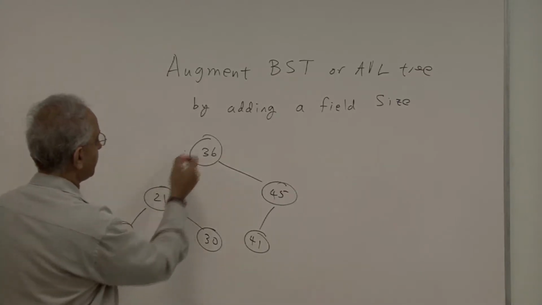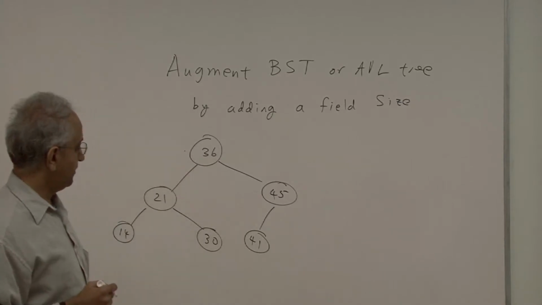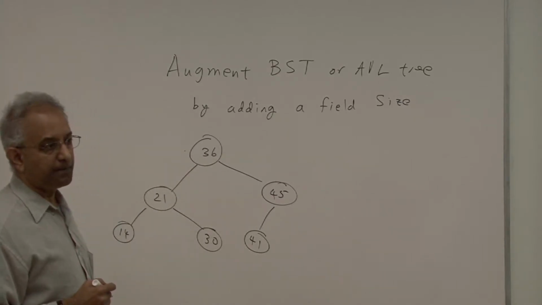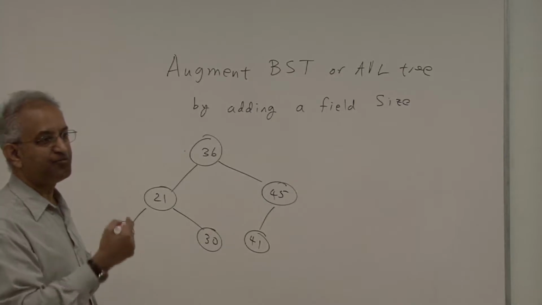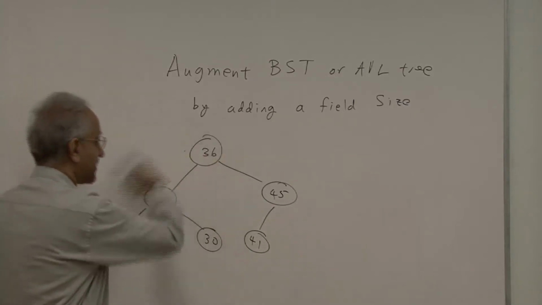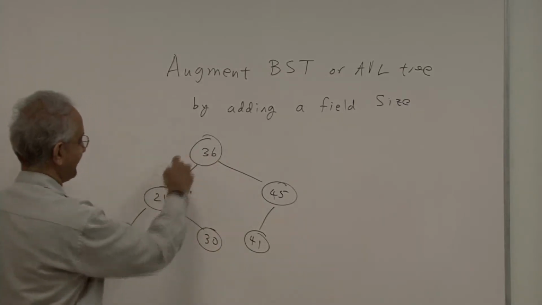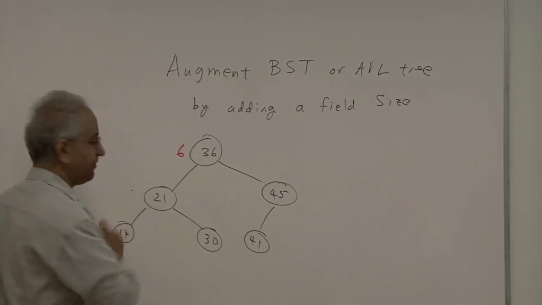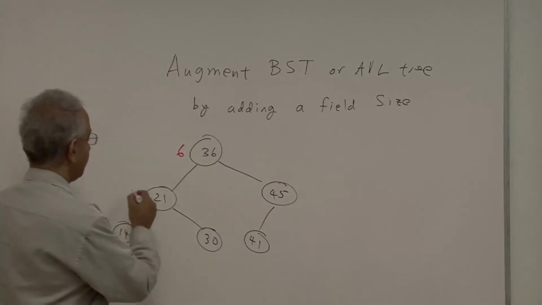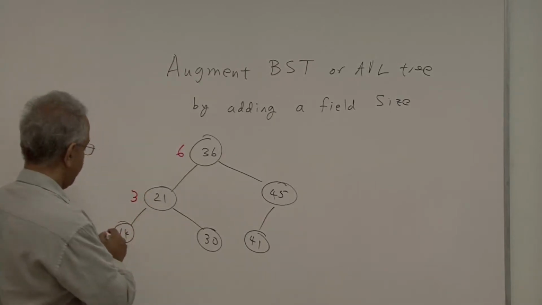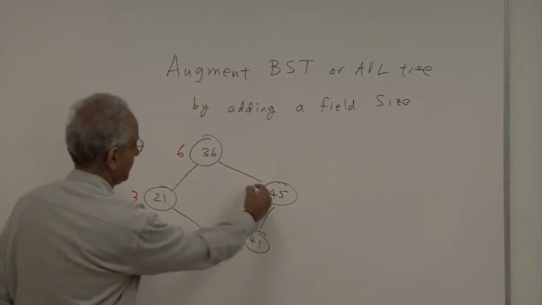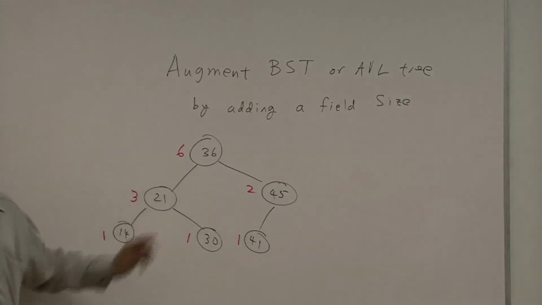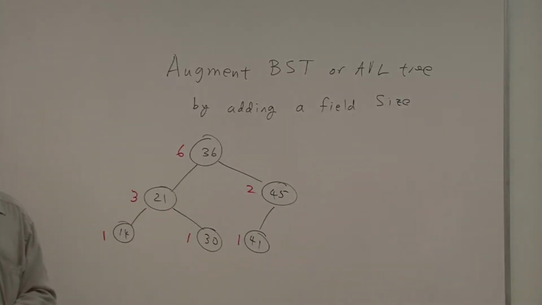So what will be the number associated with this node? Size. 6. What will be the number of this node? 3. Right. So that's the kind of information that's going to be attached to each node.